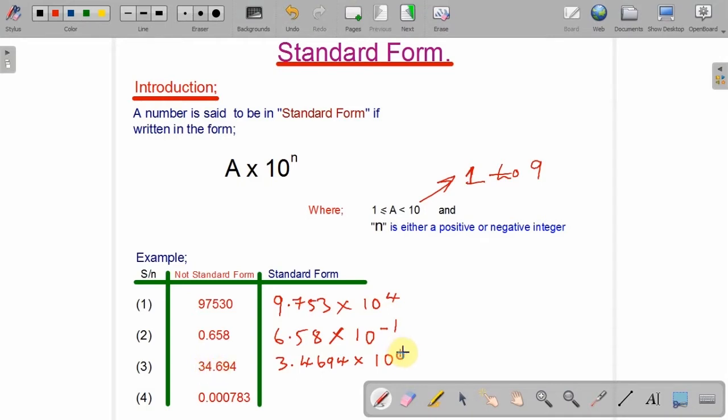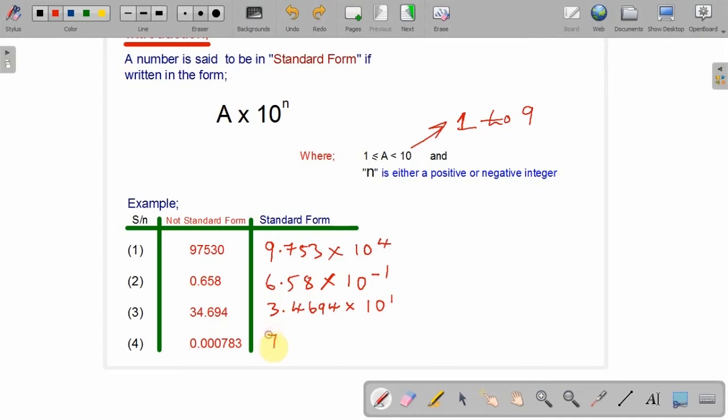You have 1 here. For this number 4, you are going to begin from 7.83 times 10 to the power what? You go and count. The decimal was brought in between 7 and 10. Begin there to count toward the original decimal, which is 1, 2, 3, 4, which is minus 4 because it was toward the left.